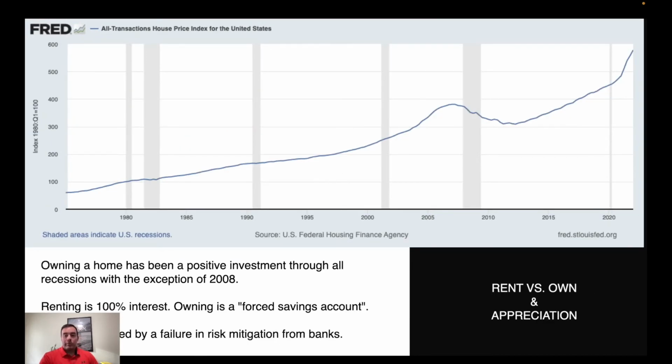So next, we're going to talk about rent versus own and appreciation rates. So this graph is showing you the house price index for the United States. And again, gray bars are recessions. And you can see that home prices have done well and have actually risen through and after every single recession. And the only recession that housing prices fell was in the 2008-2009 financial crisis. And so people are just assuming, especially the younger generations, that every recession means home prices will fall. And they're saying that because they just saw that in that first recession of their lifetime.